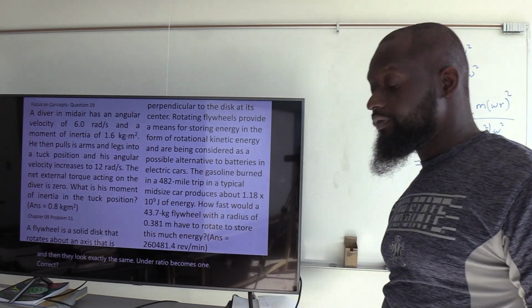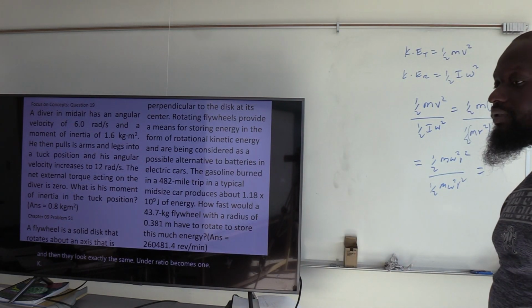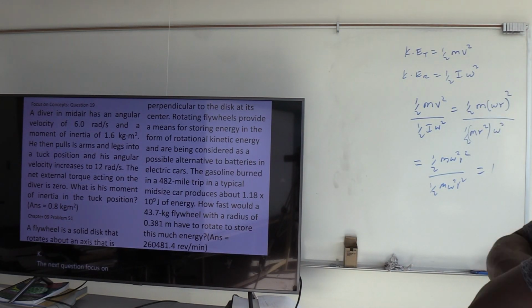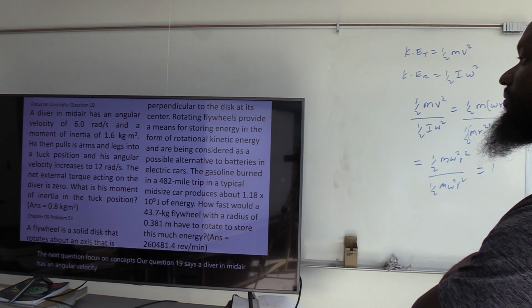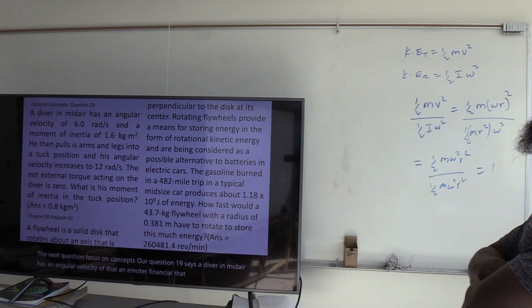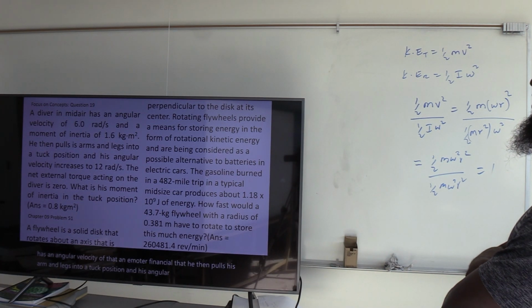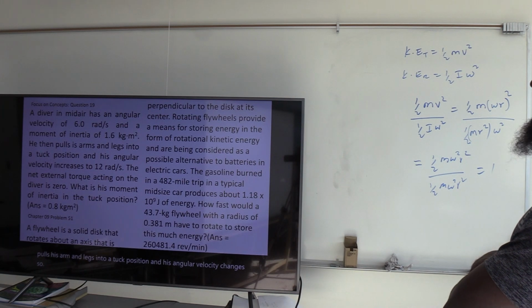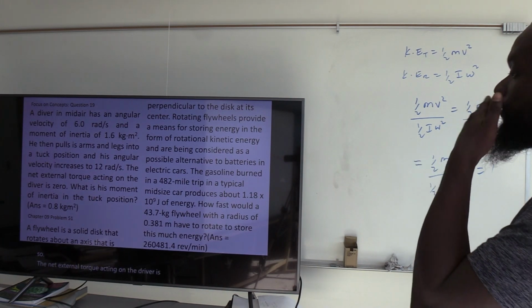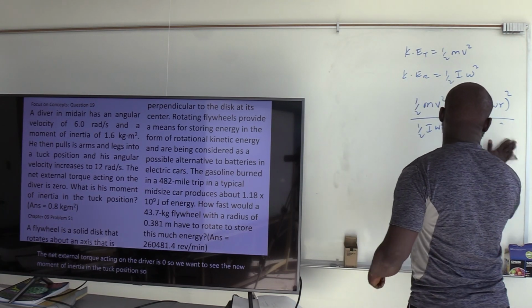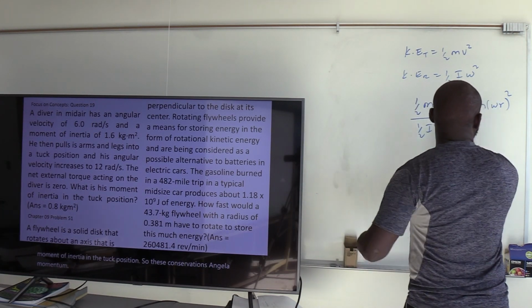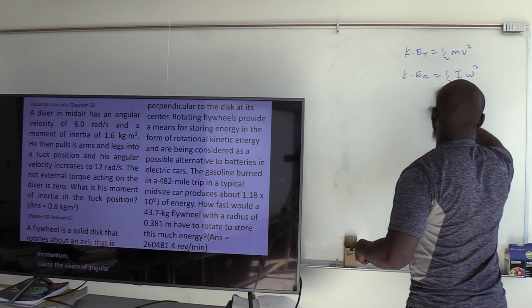Okay. The next question, focus on concepts. Question 19 says, a diver in mid-air has an angular velocity of that and a moment of inertia of that. He then pulls his arms and legs into a tuck position, and his angular velocity changes. So the net external torque acting on the diver is 0. So we want to see the new moment of inertia in the tuck position. So this is conservation of angular momentum. That's what we're looking at right here.